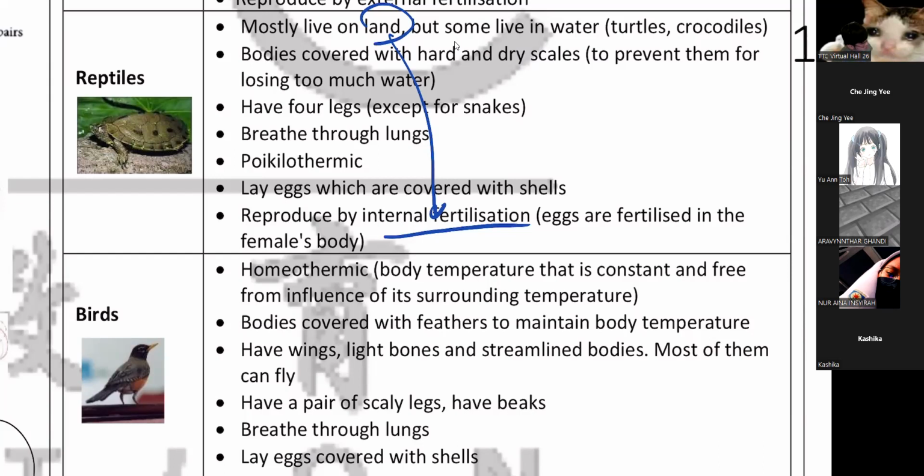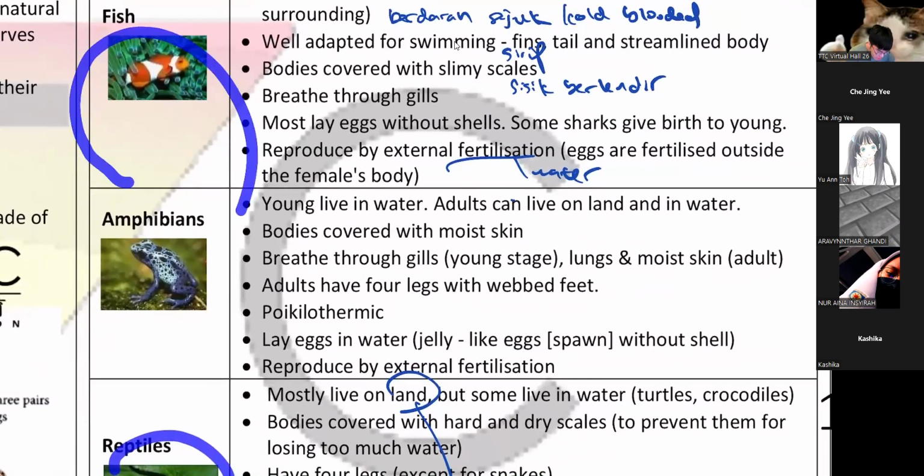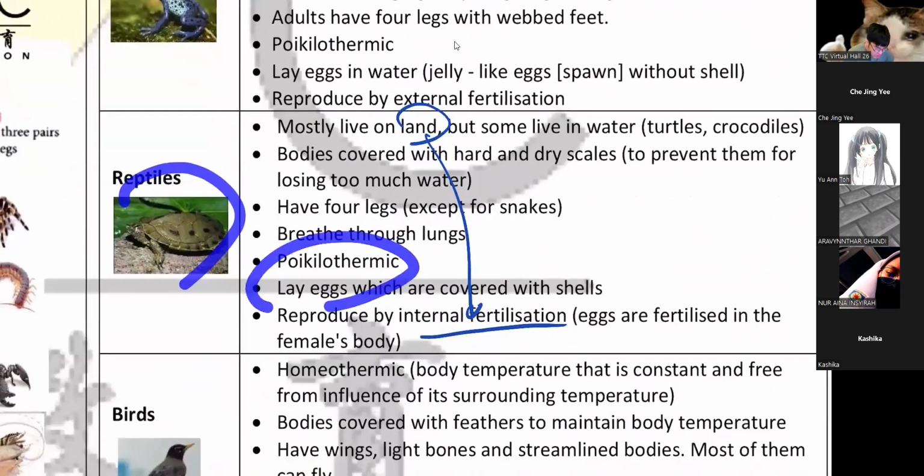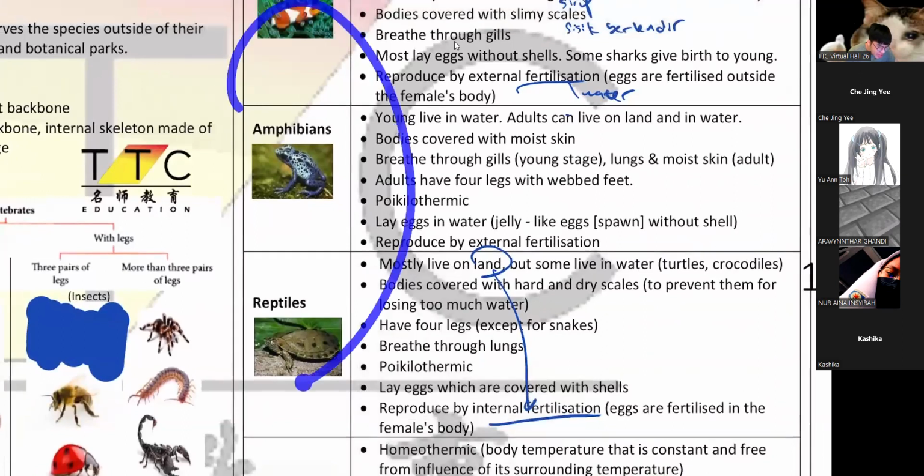Okay. Anyway, so as you can see, reptiles they are a little bit similar to these two, but they are a little bit different. So they are all poikilothermic. Okay, how do you know something is cold-blooded or warm-blooded? Very easy. Cold-blooded animals like these three, they cannot live in countries that are too cold.